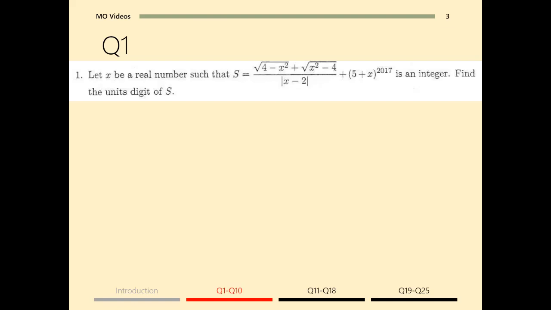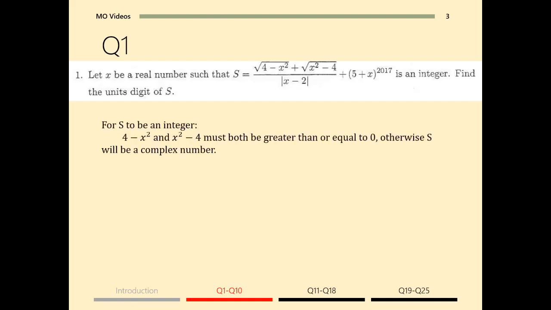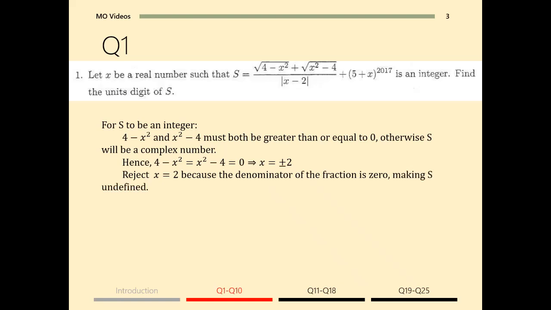Okay, so for this question, you'll realize that in order for s to be an integer in the first place, both of these terms will have to be greater than or equal to 0, otherwise s wouldn't be a real number. Solving the inequality, you have two possible values for x, positive 2 and negative 2. However, x equals to positive 2 doesn't work, because that will result in the denominator being 0. So therefore, the only possible x is negative 2, and we substitute that in the expression to simplify the fraction on the left side of the expression for s, which equals 0.